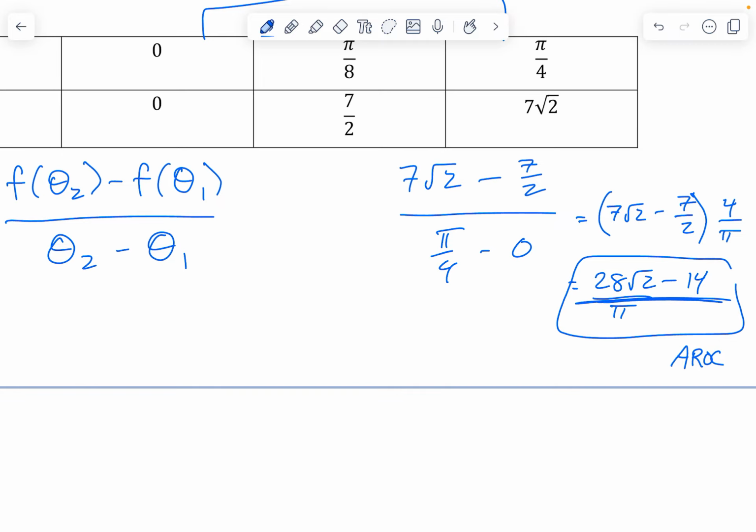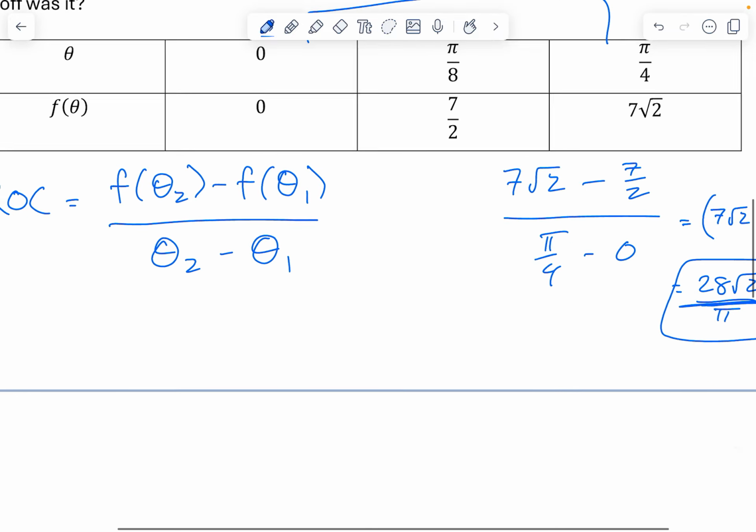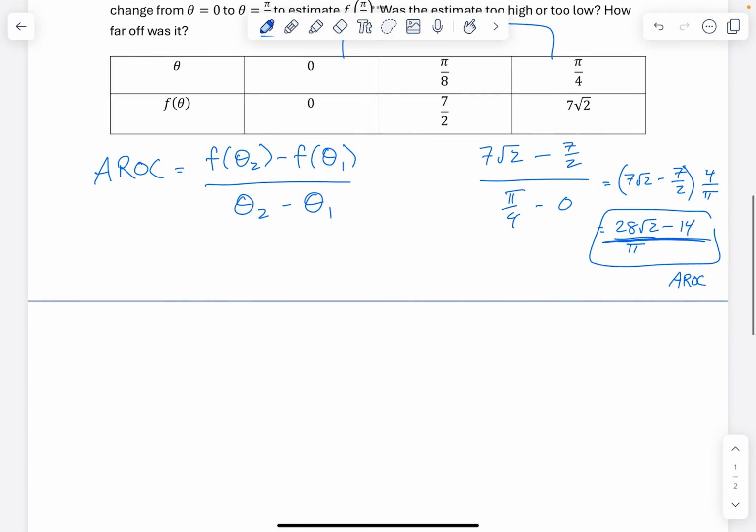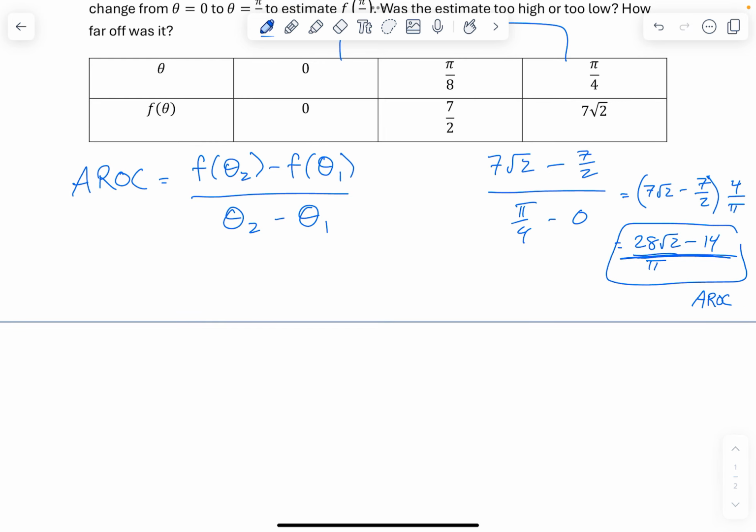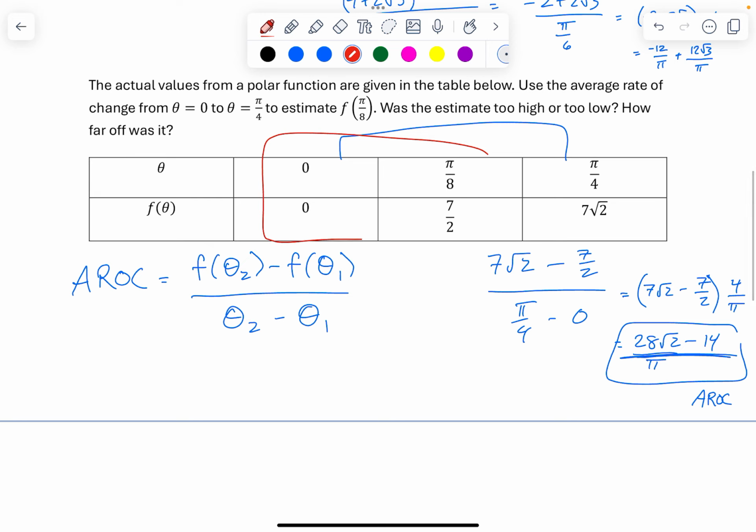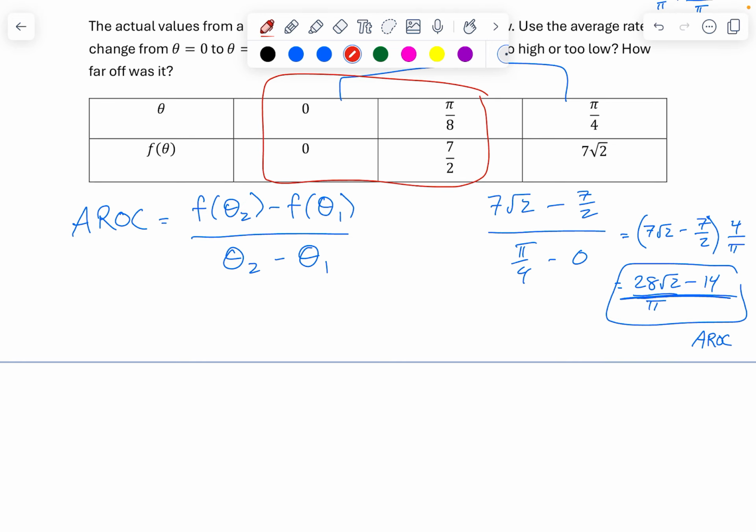Okay, so then we want to say, well, let's use this equation and plug in. We're going to now use, I'm going to change colors. We're going to now use these first two, partly because the 0 is nice to work with. Did I do this correctly?